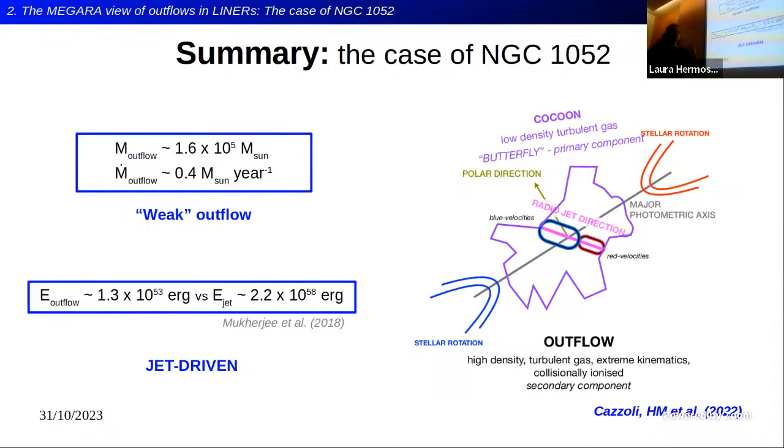And due to this expansion, it's creating a cocoon of low density gas, which is this butterfly-like shape. And we were able to derive the properties of the outflow, and we are seeing that the outflow is indeed really weak in comparison to the ones that we detected in more luminous AGNs. And also it is consistent with being jet-driven, given the energetics that we derive.